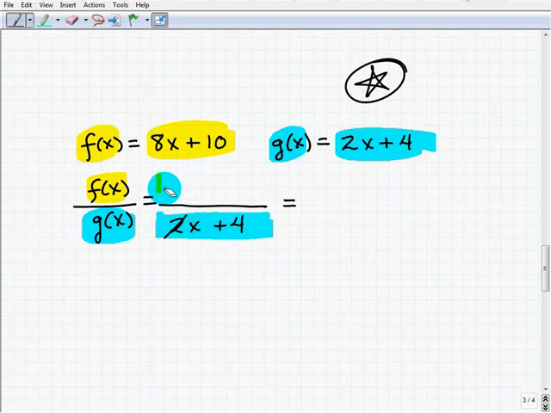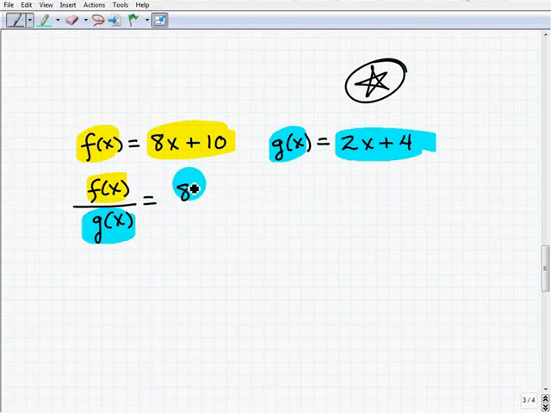So let's take a look at the correct way of doing this. I want to erase this. The way we set up the problem was correct: 8x plus 10 over 2x plus 4. But to simplify a rational expression, you have to factor both the numerator and denominator. You can only cross-cancel factors. So why don't you go ahead and factor both the numerator and denominator.